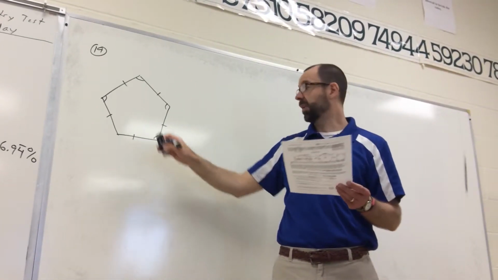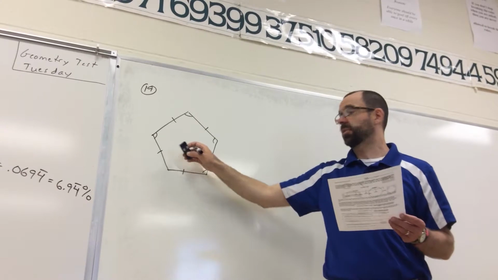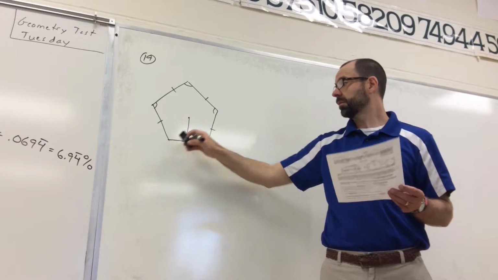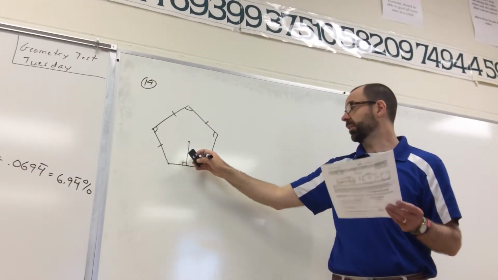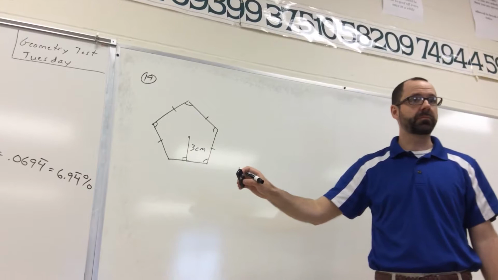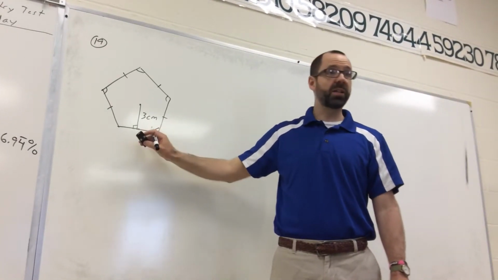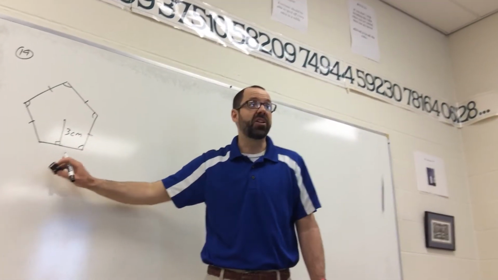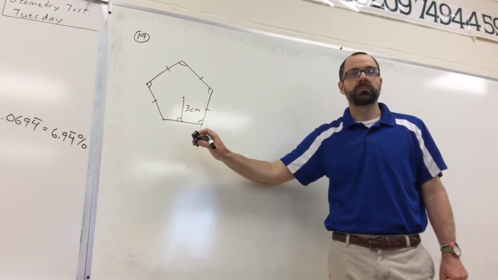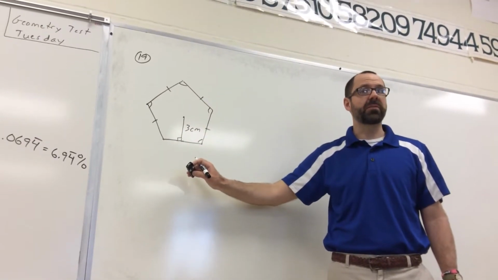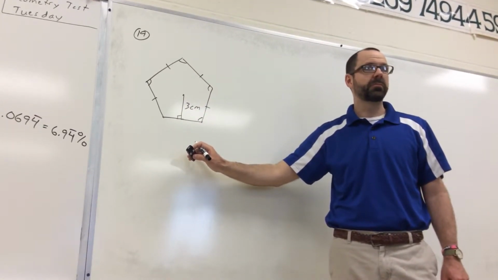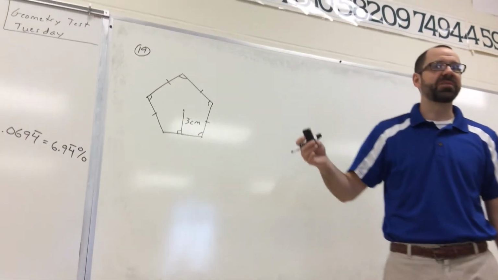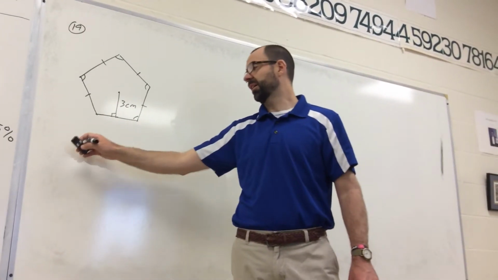Then they have the apothem labeled. So the apothem goes from the center, makes a 90 with the side, and this one is 3 centimeters. So it's a regular polygon, and one of the questions on this problem says, find the area of this. So how do you find the area of a pentagon? Yeah, it'll get us started anyway. Good, 1/2 PA.